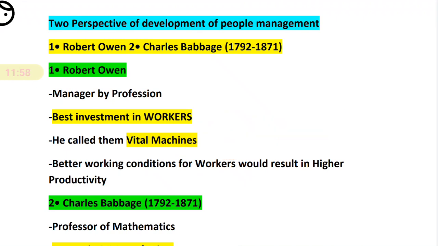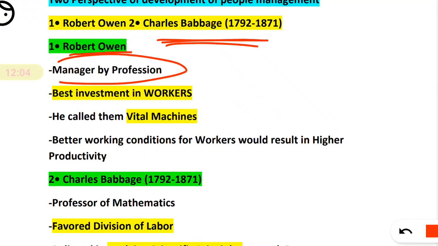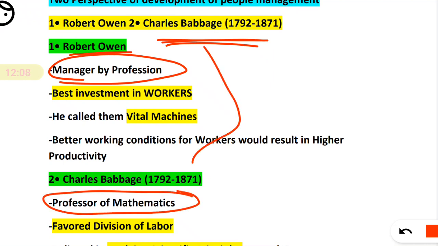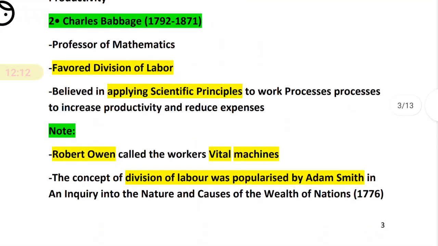Next we have to discuss Charles Babbage. Robert Owen was a manager by profession, but we all know Charles Babbage was a professor of mathematics. So we will discuss the view of Charles Babbage.